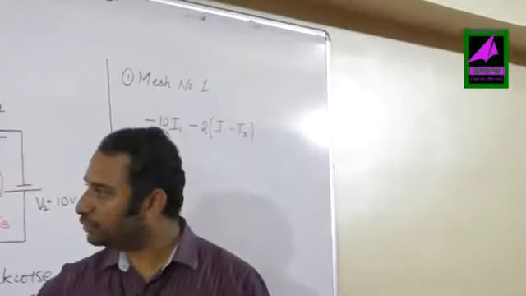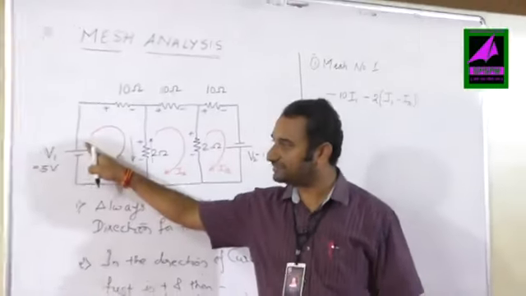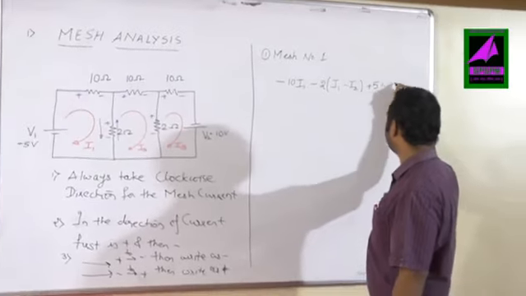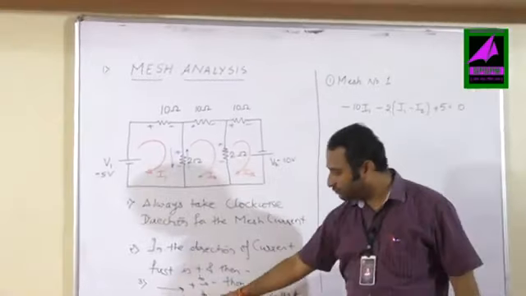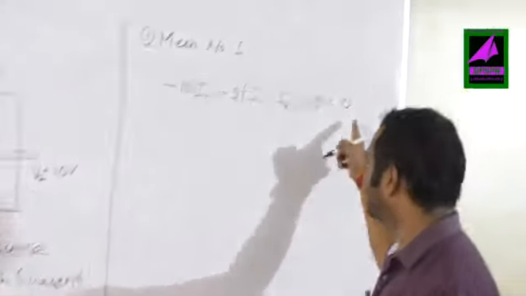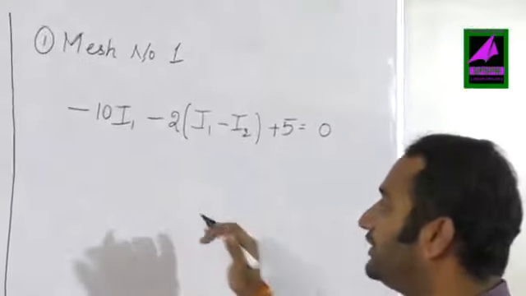Next, if I move further, I am moving from minus to plus, which is the voltage directly. So I can say that this is plus 5, and the whole expression must be equal to 0. Because whenever I am moving from minus to plus, I will take it as plus. This is your equation number 1. We will try to solve this and conclude it into one equation.